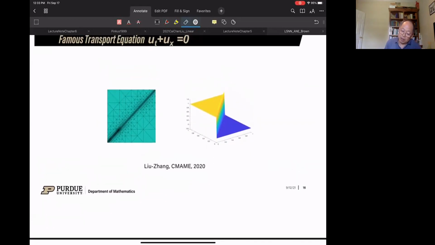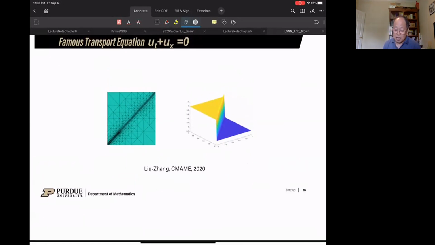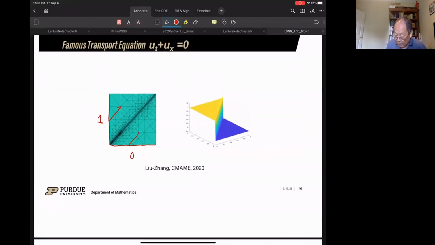Okay, so one of the simple test problems is this one. As you can see, these are the characteristic directions along the diagonal. This part is the inflow boundary condition. If the initial data or inflow boundary data is discontinuous, for example, 1 and 0, then the solution will be 1 and 0 here, right? 1 and 0 here.